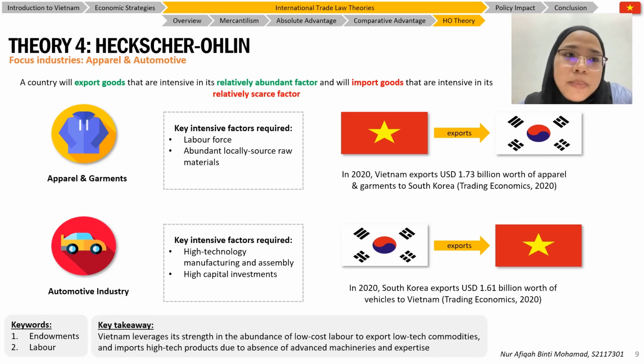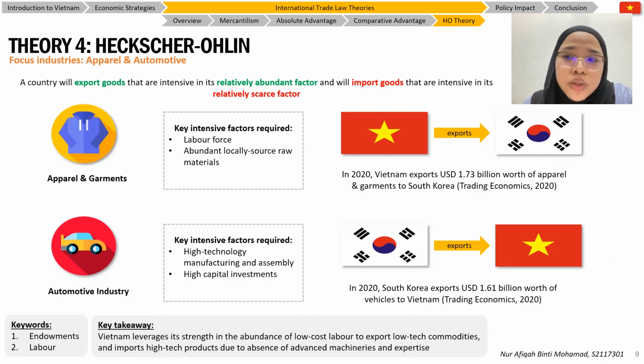So let's look at the apparel and garment and the automotive industries between Vietnam and Korea. Vietnam has a lot of cheap labor, so it is known for cheap labor. It can domestically grow materials required for apparel and garments such as cotton and silk. Vietnamese silk is very popular. And the garment industry itself does not require a skilled labor force, right? So that's why Vietnam is very good at making apparel and garments, because that is the industry they're specialized in.